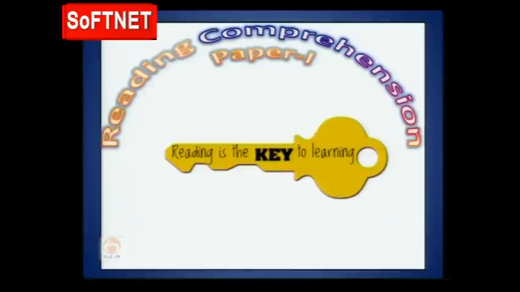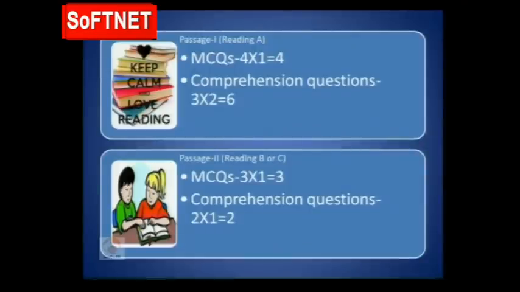Reading comprehension. Reading is the key to learning. Our Section A consists of 2 passages. The first passage consists of 3 MCQs, each carrying 1 mark, total 4 marks, and 3 WH questions carrying 2 marks each, total 6 marks. The second passage consists of 3 MCQs carrying 1 mark each, total 3 marks, and comprehension questions, 2 carrying 2 marks.